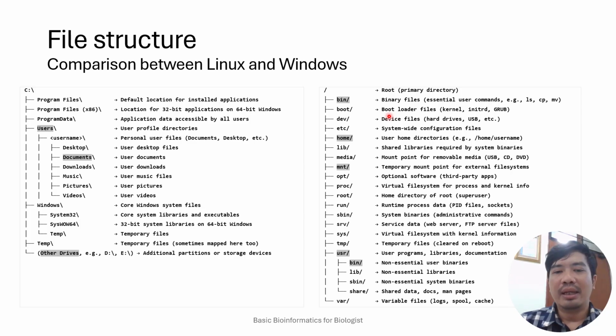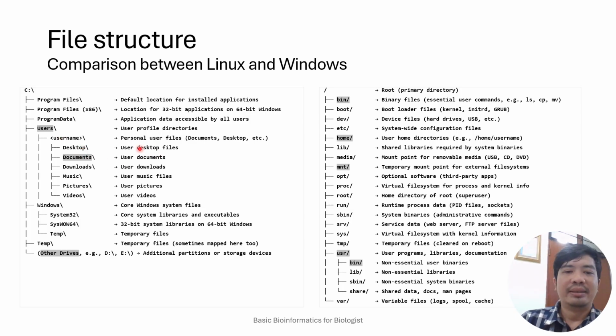Okay. Now, in Windows, you usually find the file or folder structure like this. C is your drive, right? And then you put your software in program files after installation. And then you work here in user, documents, and your name.